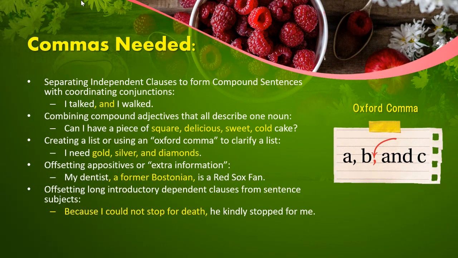Commas are also needed to create a list. Oxford commas are used to clarify a list. An example of this is, I need gold, silver, and diamonds. Notice the Oxford comma after silver, which is placed to clarify the distinction between silver and diamonds.